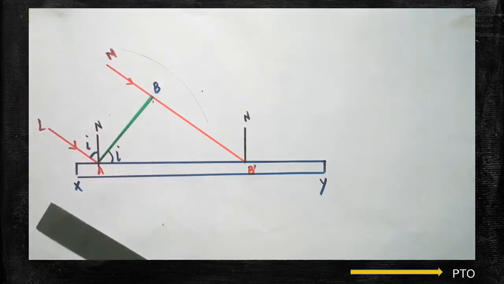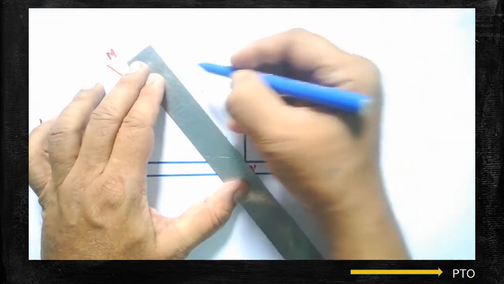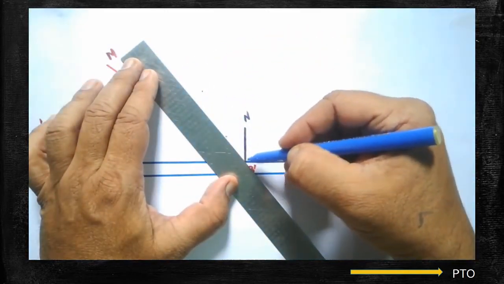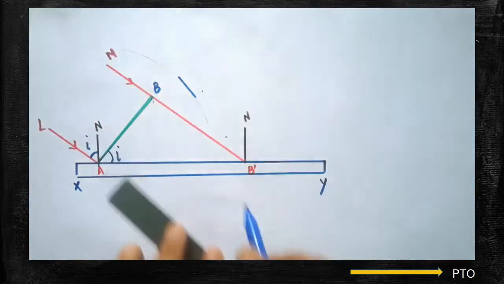Now what you have to do? You have to draw the tangent. From B you have to draw the tangent. So this is the arc point. Are you clear? So you draw the tangent right from the point B dash. So here draw the tangent. So this is the tangent drawn.